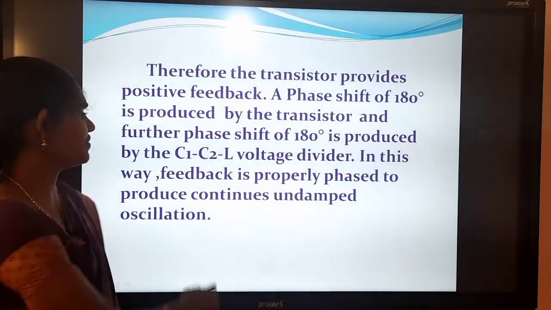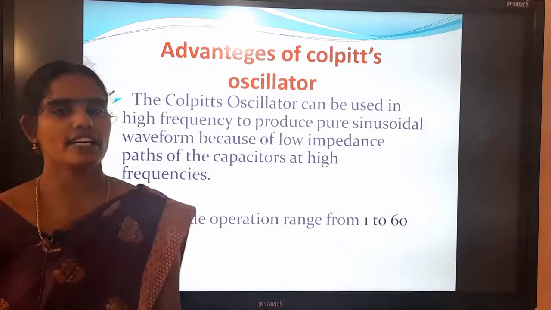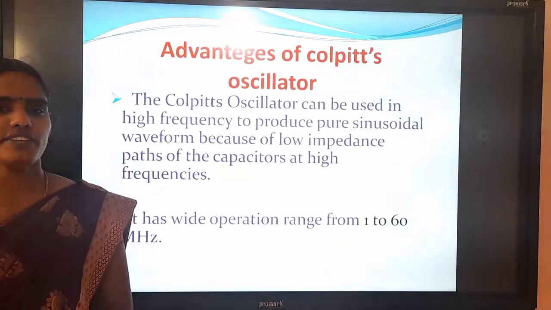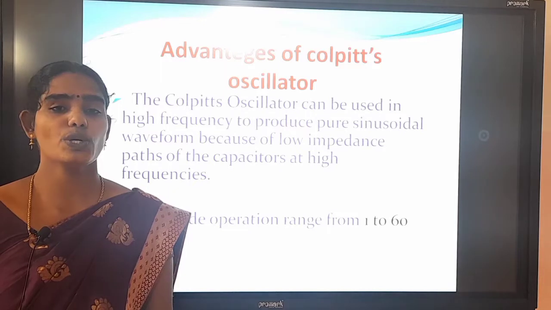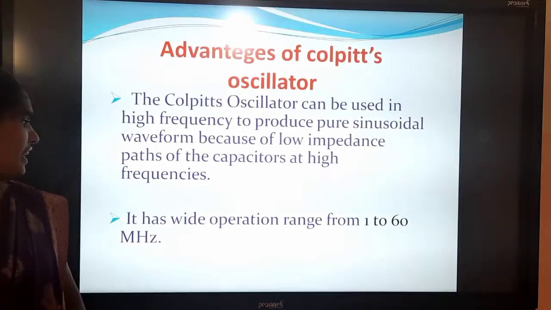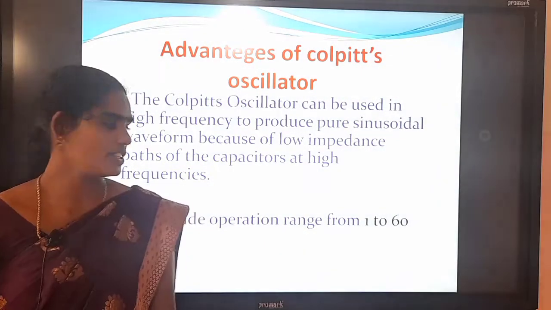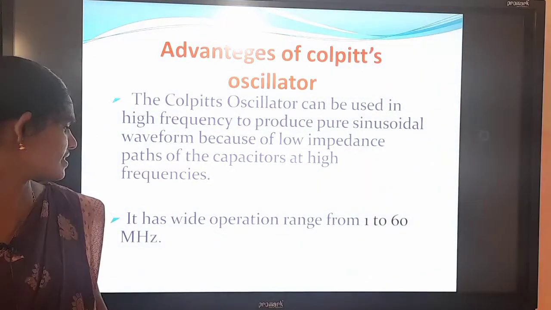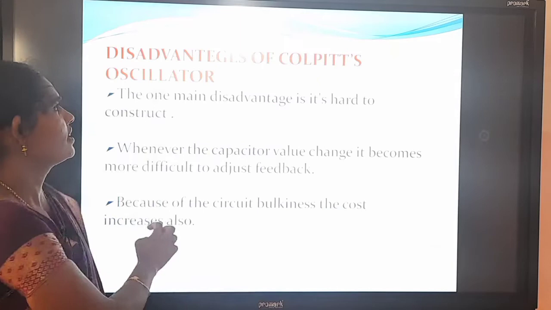Next, the advantages of Colpitt's oscillator. The main advantage of Colpitt's oscillator is that it generates a pure sinusoidal wave and it has a wide operation range from 1 to 60 megahertz.